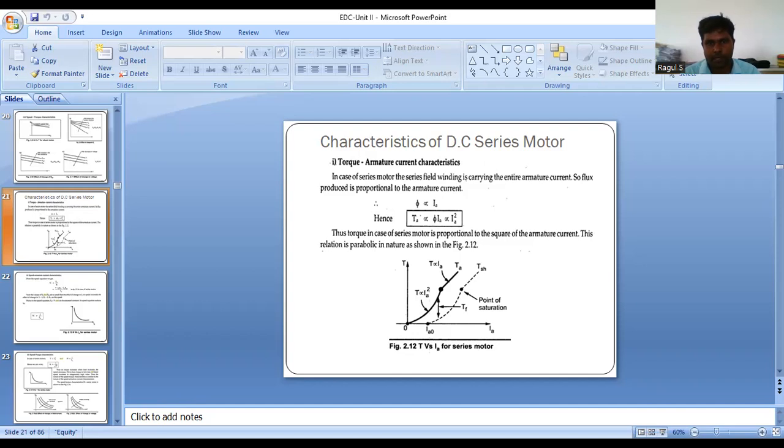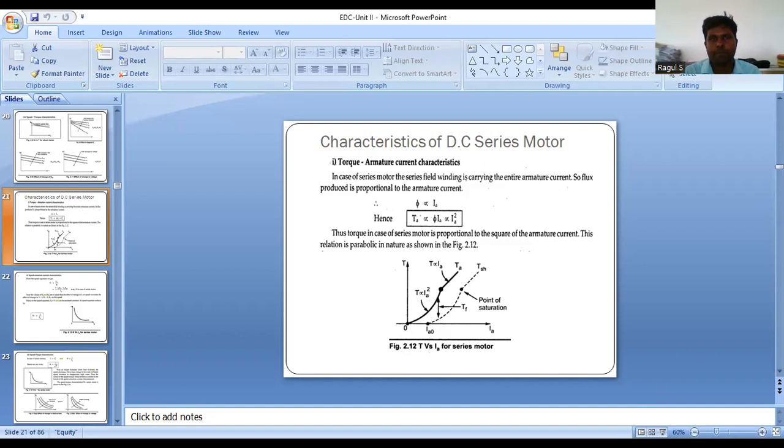In this graph, the x-axis is armature current and the y-axis is torque. Whenever we increase the armature current a little, the torque is directly proportional to the square of the armature current. So before the saturation point, its shape looks parabolic.